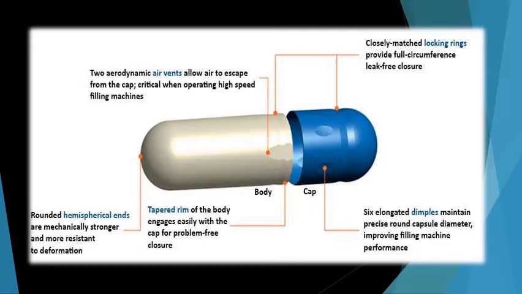Then there's a tapered rim of the body that engages easily with the cap for problem-free closure. Then there are 6 elongated dimples that maintain precise round capsule diameter, improving filling machine performance. And lastly, there are closely matched locking rings that provide full circumference, leak-free closure.